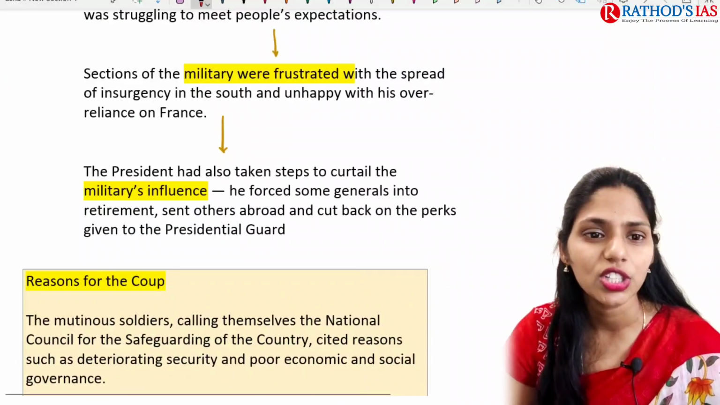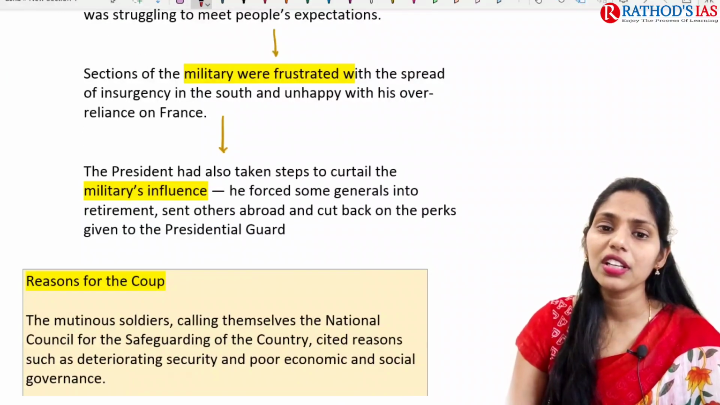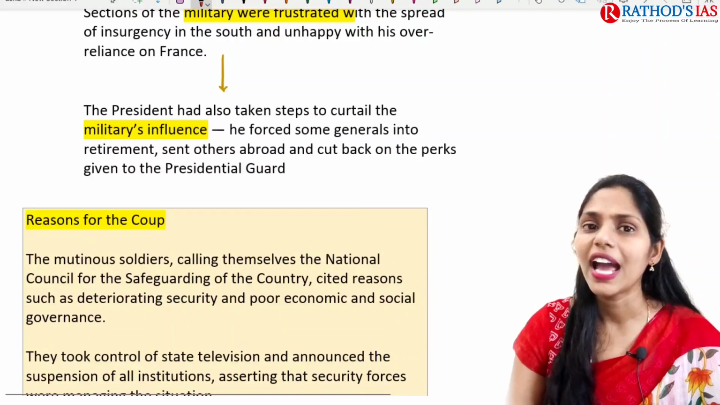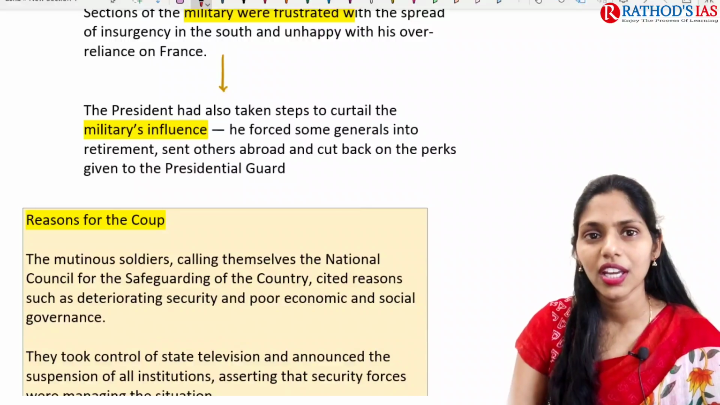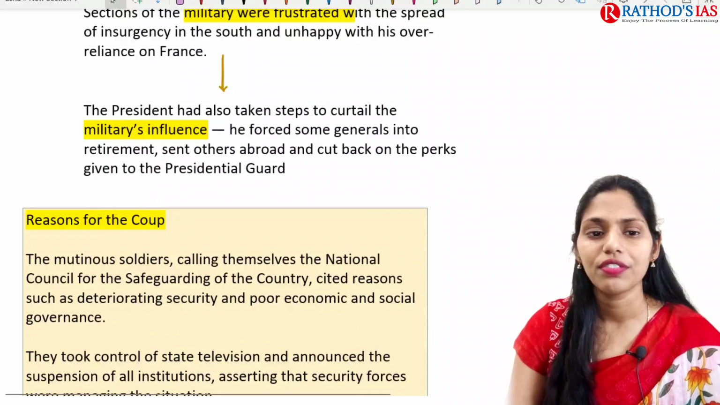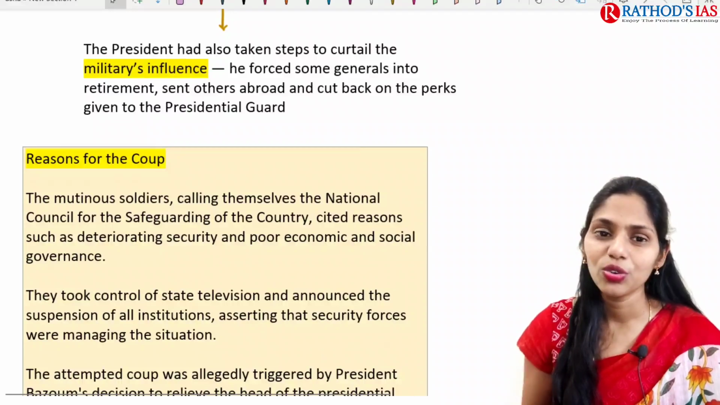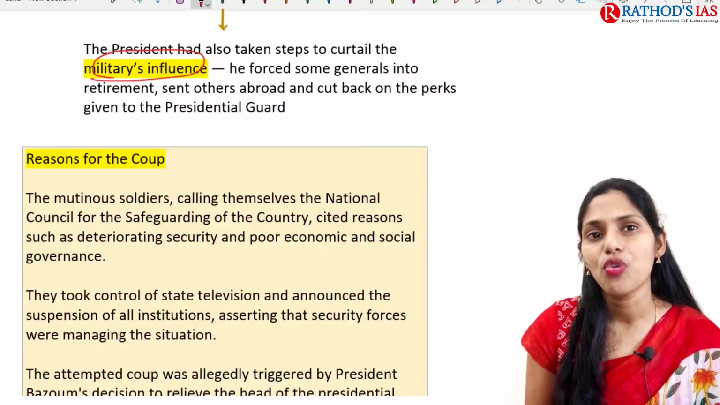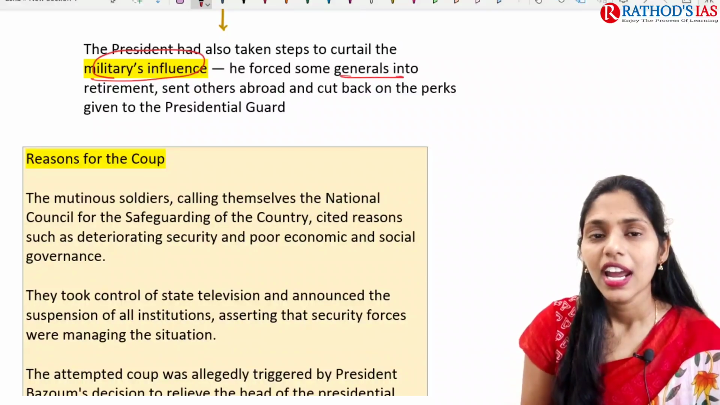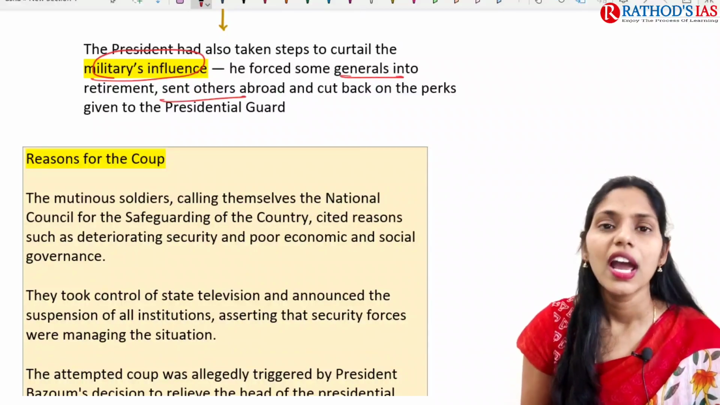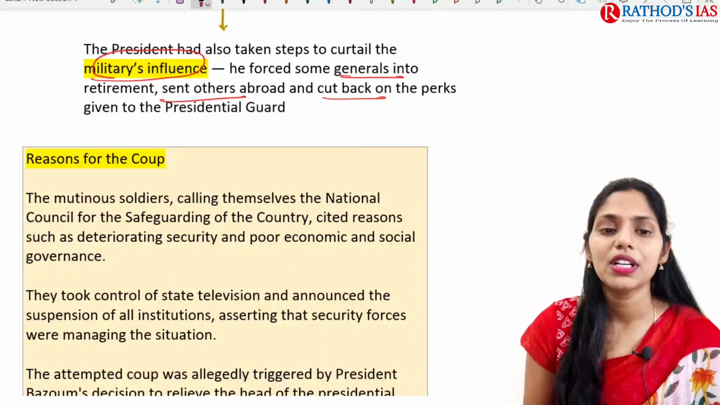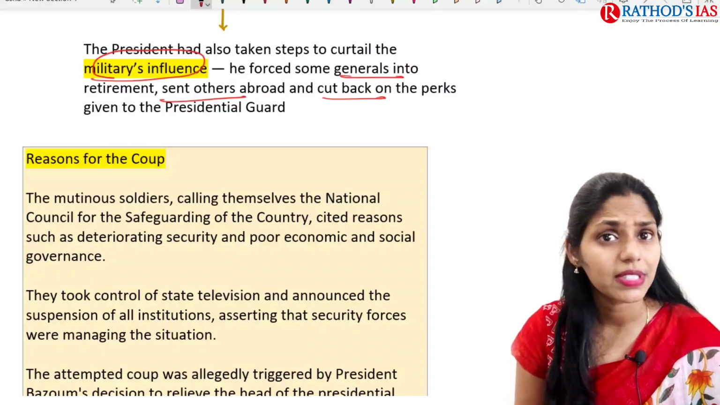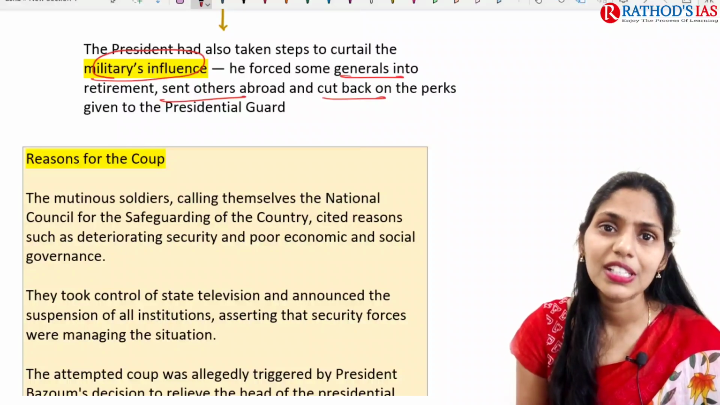So this is one important issue. Sections of the military were frustrated with the spread of insurgency in the south and were unhappy with the ruling and the over dependence on France. The president also took some steps to curtail military influence. He forced some military generals to retire, sent others abroad, and cut back on the perks given to the presidential guard. These are the steps taken, and because of this the military coup happened.